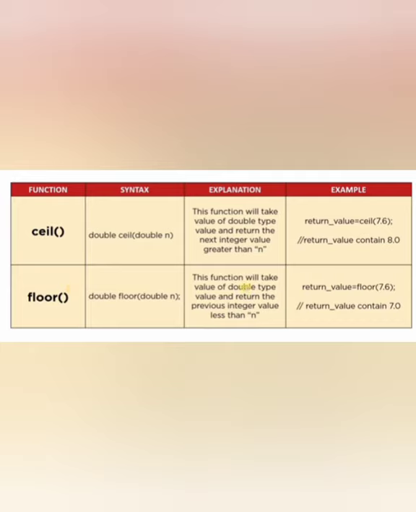See the examples here. Math.ceil of 7.6 is equal to 8. Ceil means the next integer. Not 8, but 8.0, because it is double type. And math.floor of 7.6 returns 7.0. That's the smaller integer, and it contains .0 because it returns double data type. Let us discuss these two in detail.